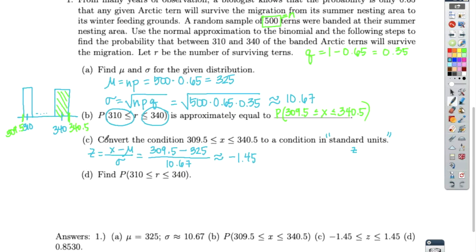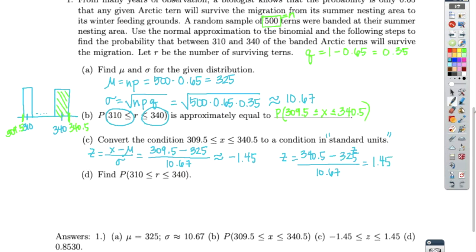Okay, so there's my first z value. Now on the second one, I'll do the same thing. Z equals, everywhere I see an x, now I'll put 340.5 minus 325 over 10.67. And when I throw this into my calculator, I find 1.45.